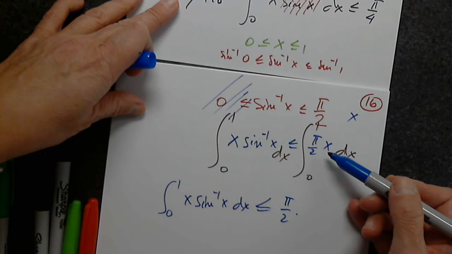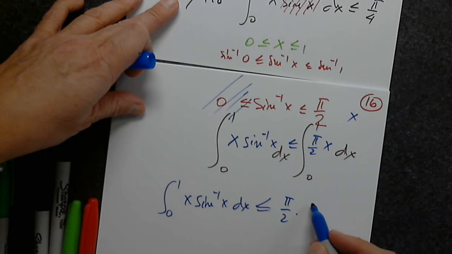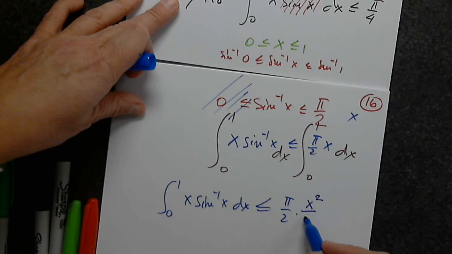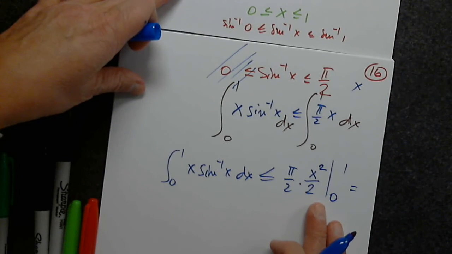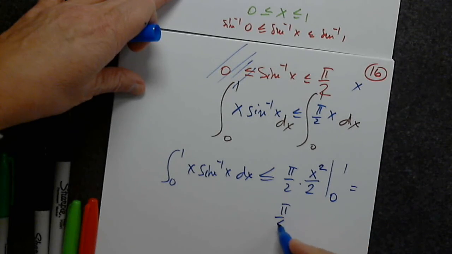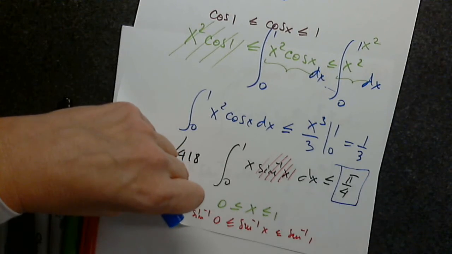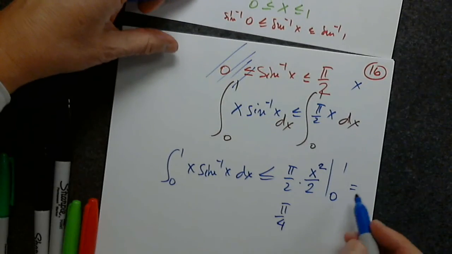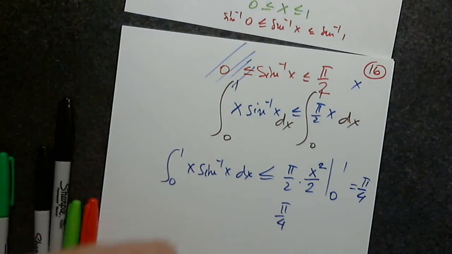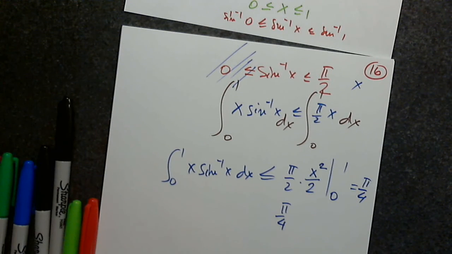What function has derivative x? x squared over 2. Good. From 0 to 1. Luckily, I don't have to plug in 0, but when I plug in 1, I get pi over 4. And that's exactly what they were telling us. We don't know what this is, but we know this integral must be less than pi over 4. Less than 1.